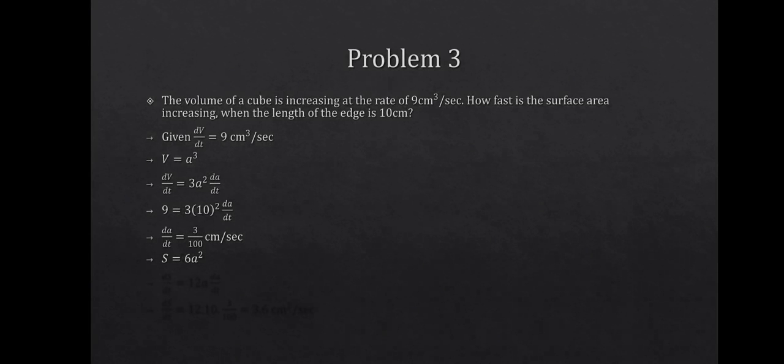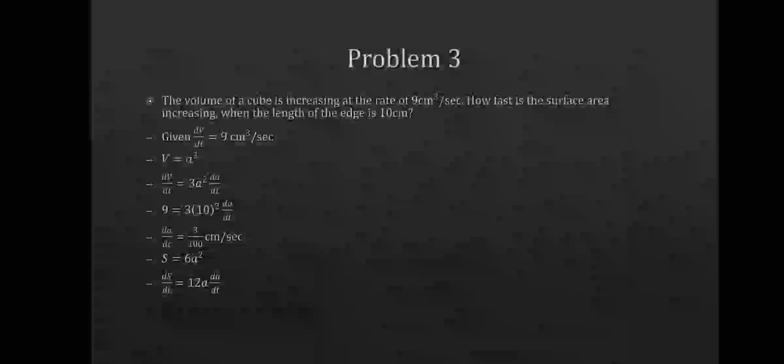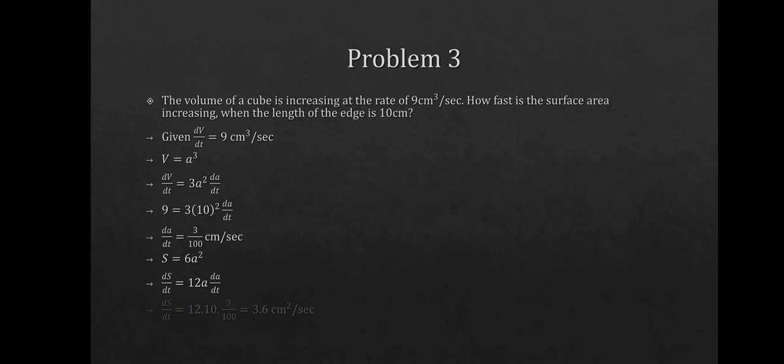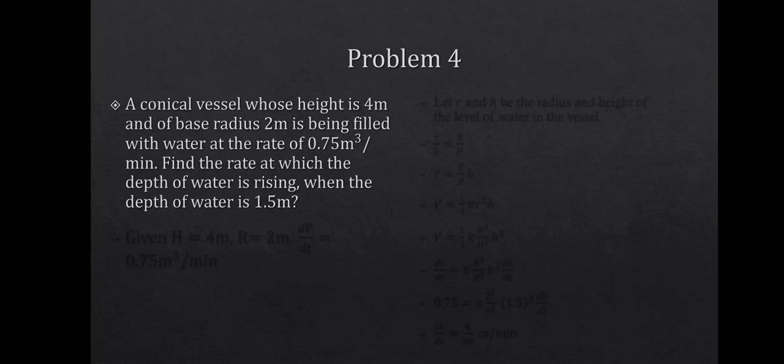So dS/dt, if I do the derivative, it is 12a into dA/dt. Now let us put all the values here. So 12 into 10, and dA/dt I just found out to be 3 by 100. So doing all our calculation, I get the rate of change of surface area with respect to time, that is 3.6 centimeters square per second. Fine. Now let us move to problem number 4.